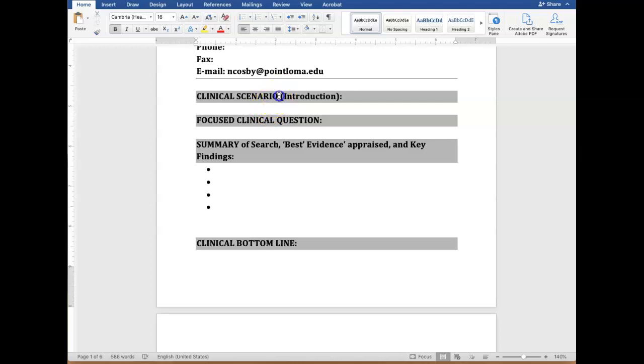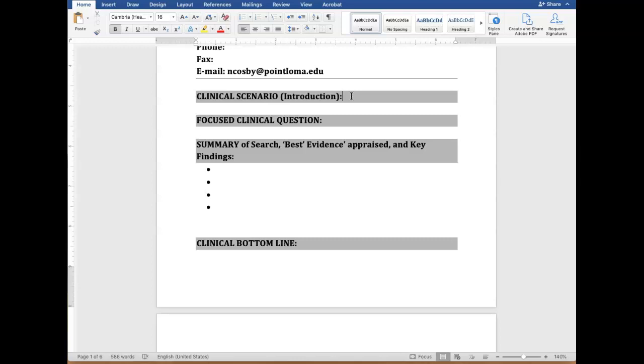So the first section that you get to in a critical appraisal topic is what the critical appraisal topic paper calls the clinical scenario. But most of us know this as just the introduction, right? I'm going to show you examples within the class of the introduction. But in a critical appraisal topic, the introduction is actually relatively shorter than a traditional manuscript.